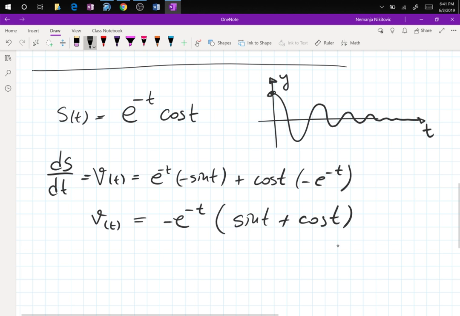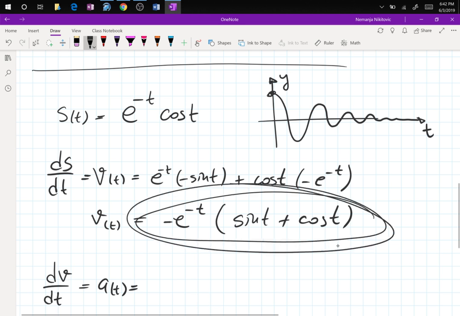And then finally, we can take another derivative and figure out the acceleration. So derivative of velocity in time is acceleration. That's another product rule, but now it looks more complicated.